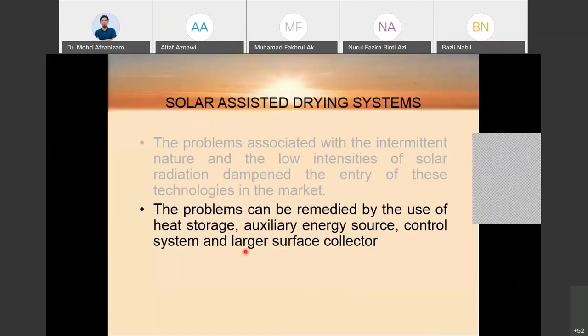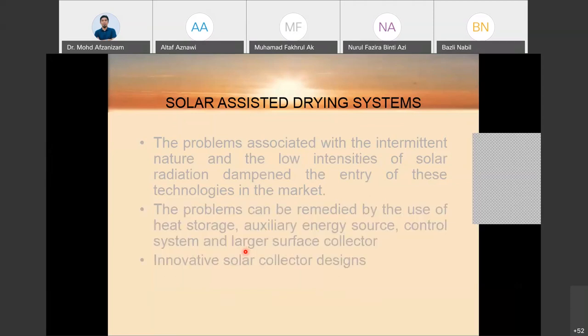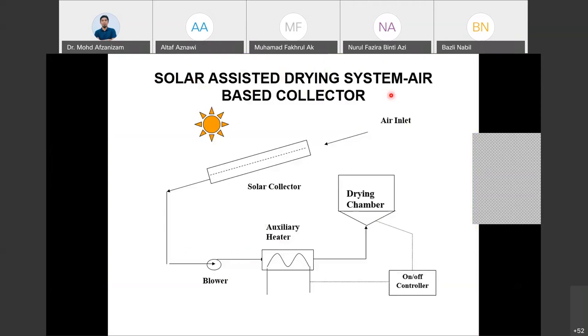So this is the common problem, because we know that we cannot guarantee that at every single time we have available sun rays, so we have a backup unit to ensure that it can be dried consistently with or without solar irradiance. Sorry, innovative solar collector design. So this one, solar assist drying system, air-based collector, air inlet, solar collector. By having the sun, the air will collect all the heat from the collector, then go to the blower, then the auxiliary heater, and go to the drying chamber to dry out all the agricultural product inside the drying chamber.